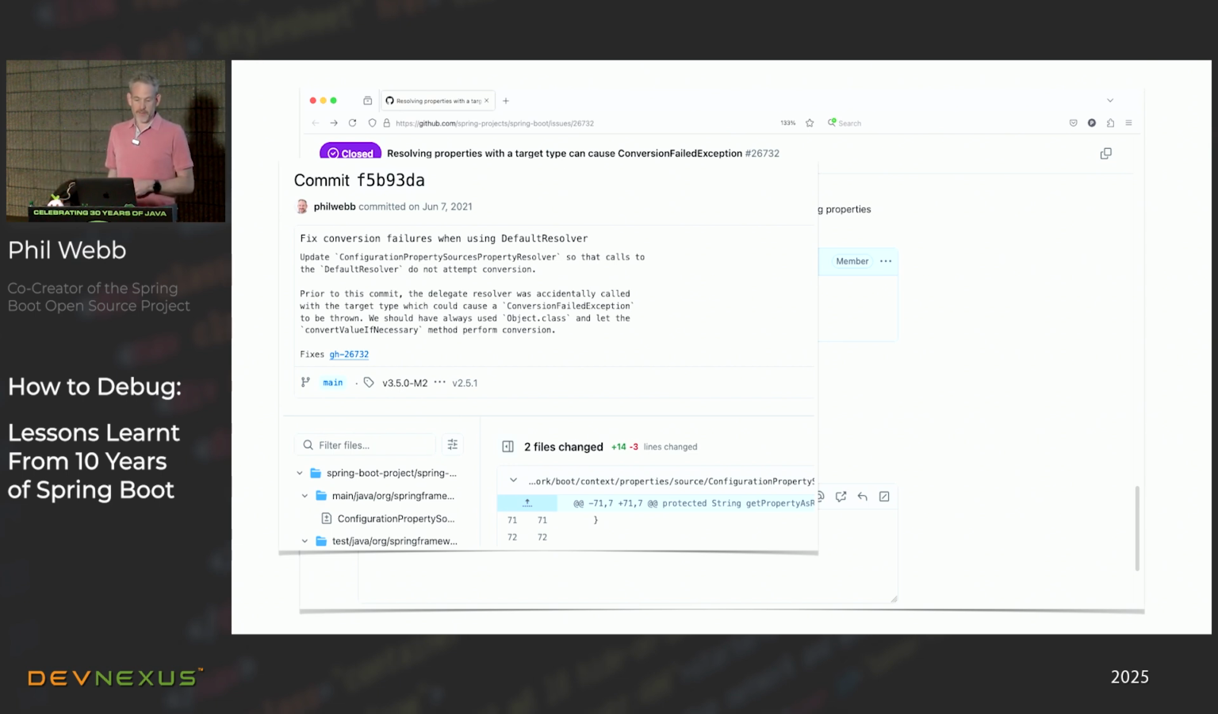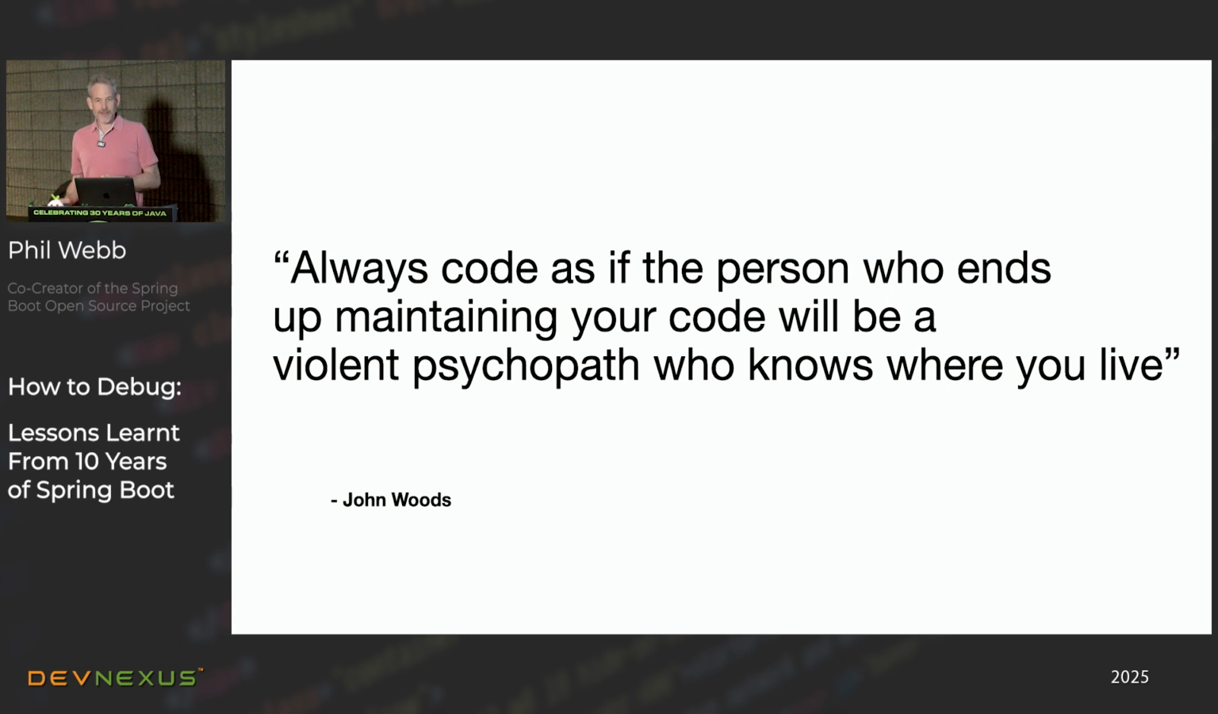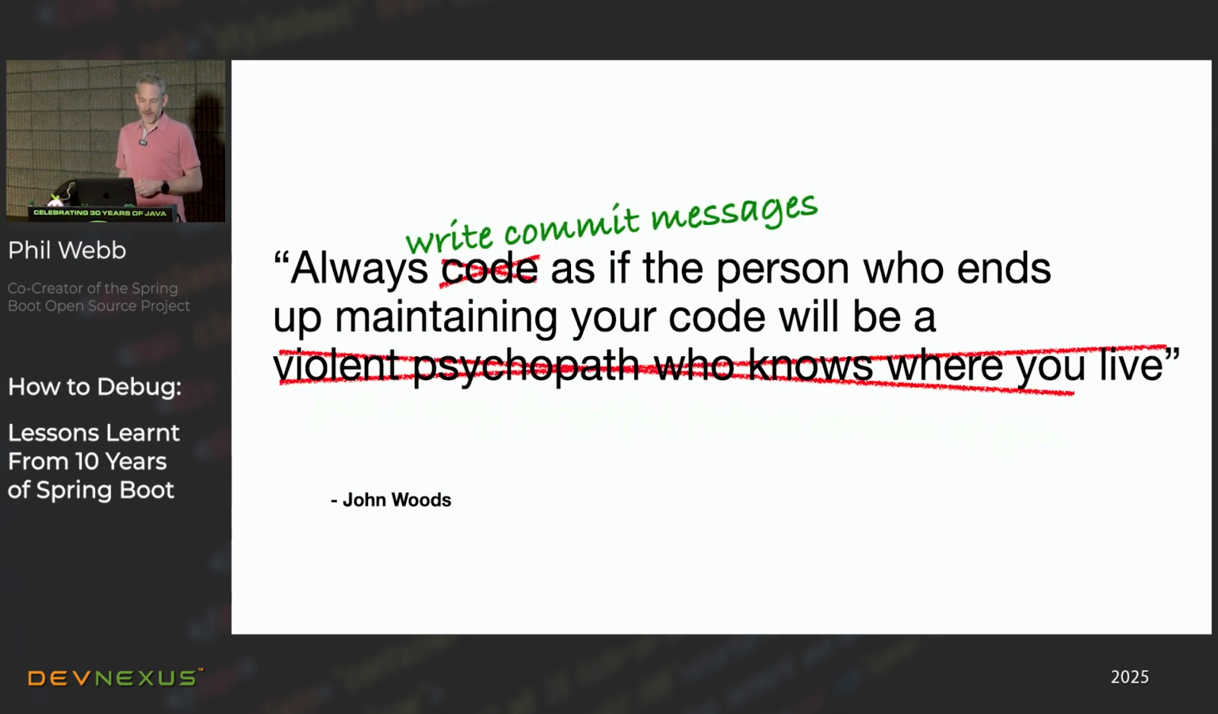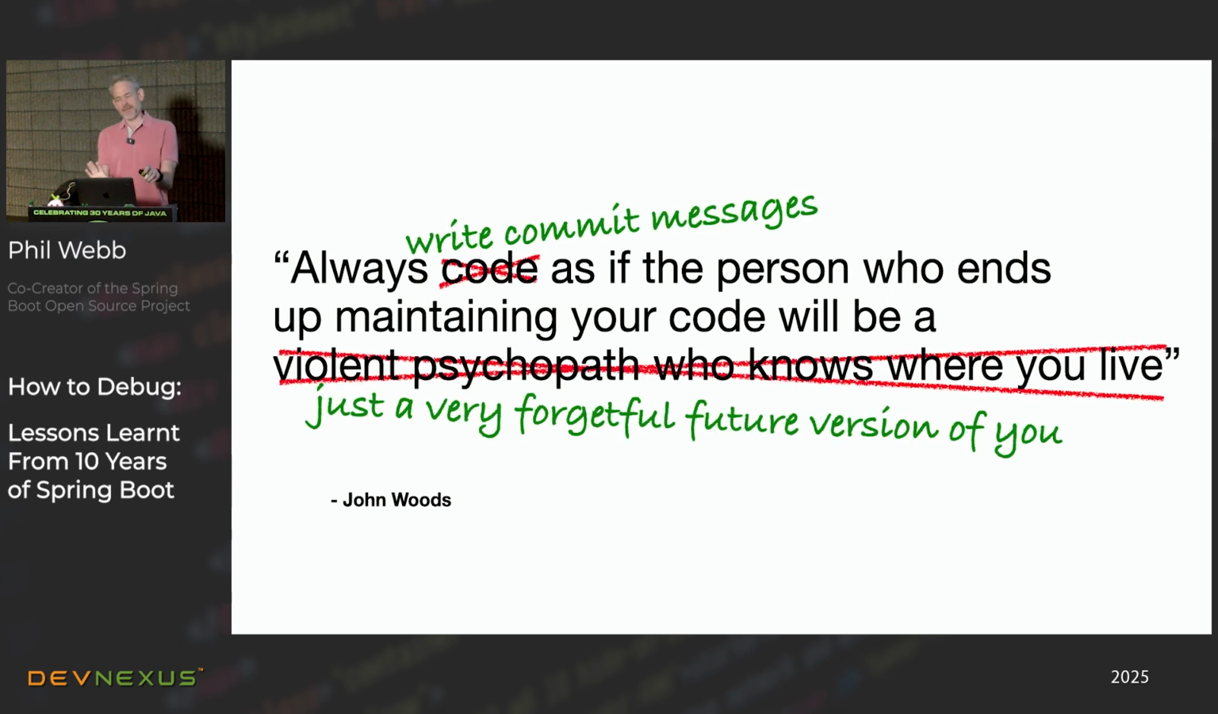I want to talk a little bit about the Git commit messages as well. It's very, very helpful to have useful commit messages. So this is a famous quote: always code as if the person who maintains your code will be a violent psychopath who knows where you live. But I think you can slightly adapt it to commit messages. Always write commit messages like you're a very forgetful version of your future self.